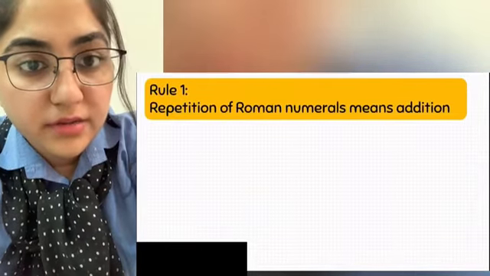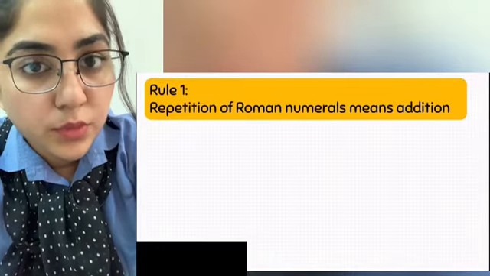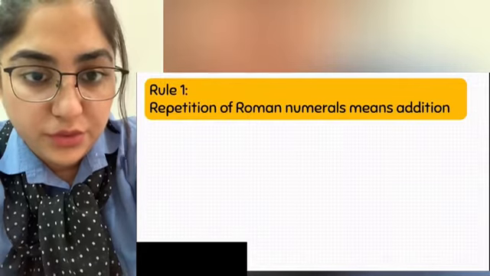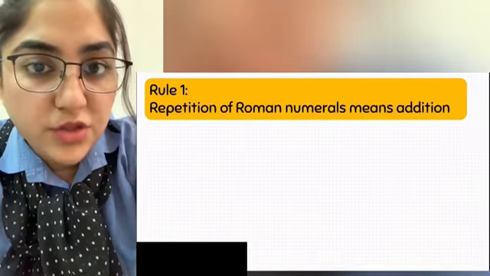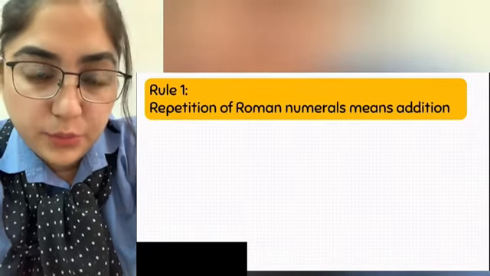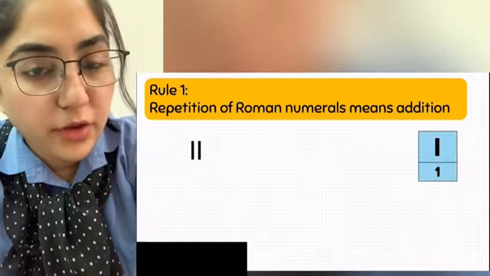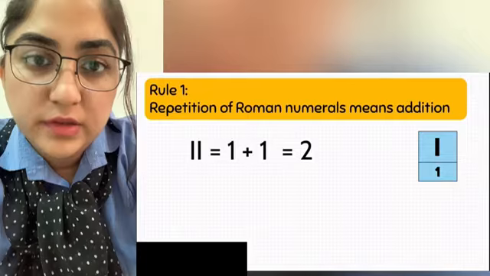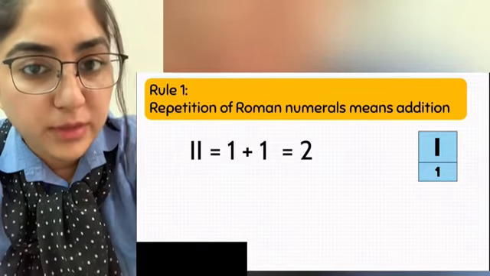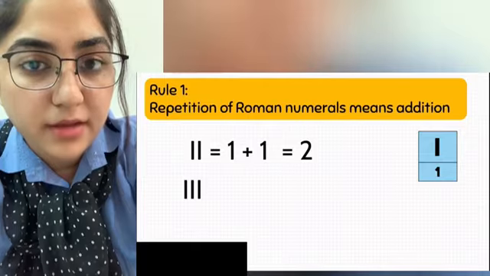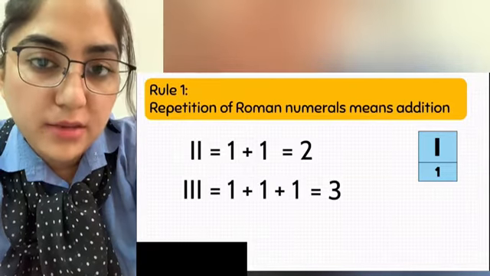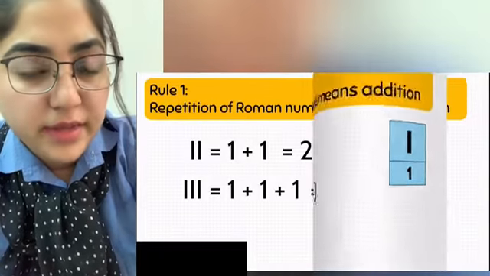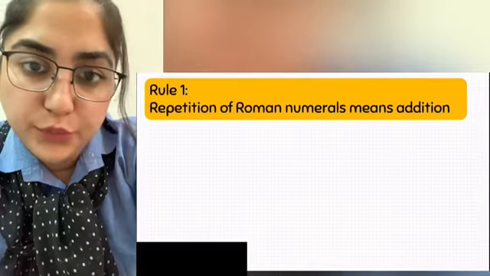First, let's understand rule number 1. Rule 1 says repetition of Roman numerals means addition. For example, we just learned I represents 1. So, if we write II, it means 1 plus 1 equals 2. Similarly, writing I 3 times means I plus I plus I, or 1 plus 1 plus 1 equals 3. Students, let's take a few more examples to understand rule 1.